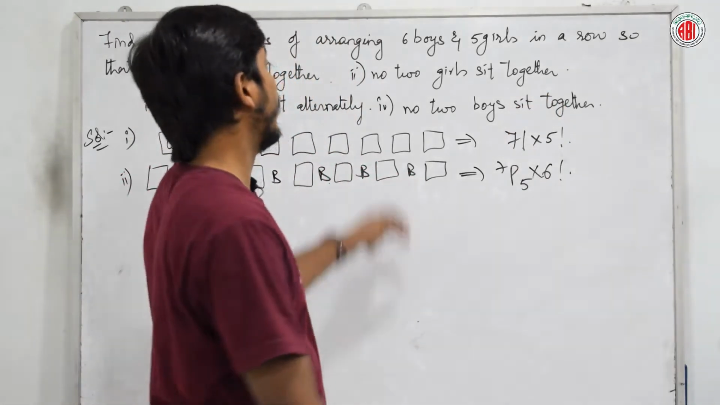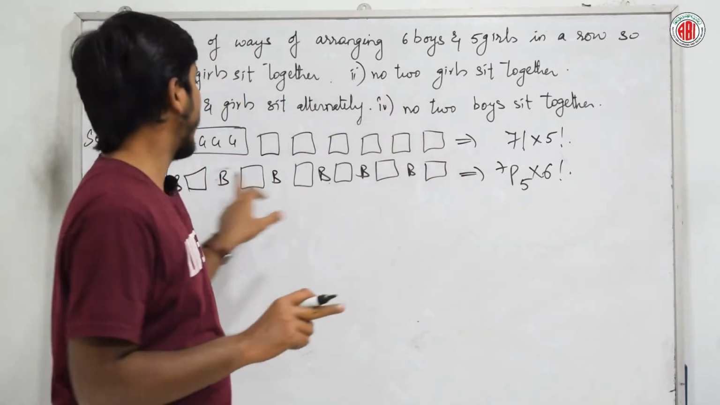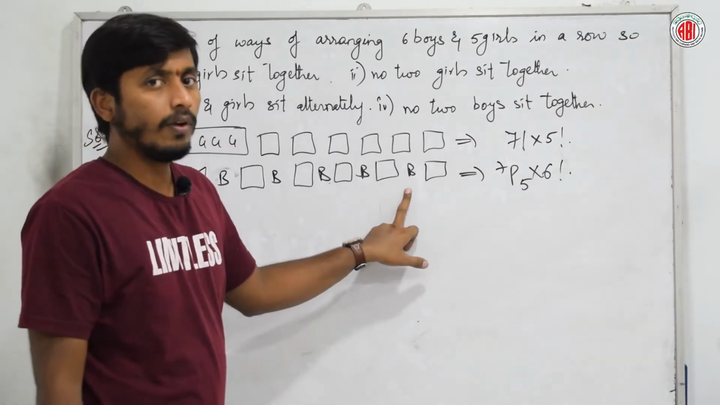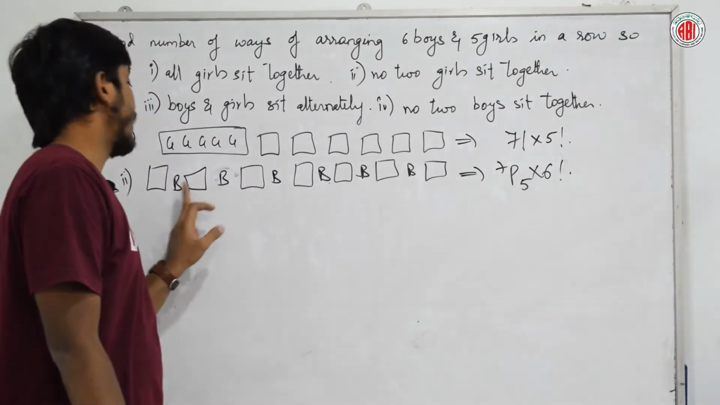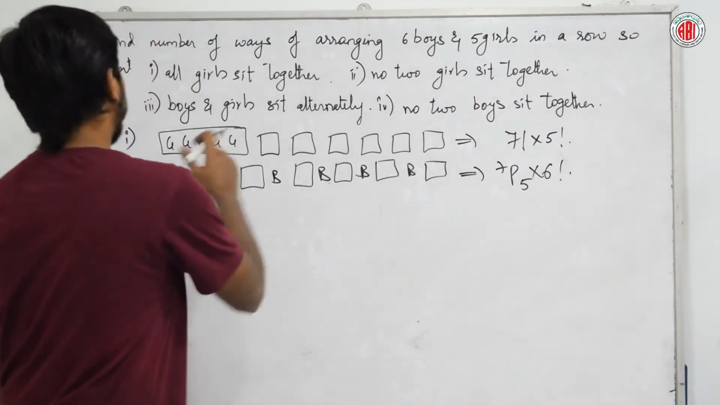Once again, he is telling that no 2 girls should sit together. So obviously I will arrange all the boys first, then I will arrange the girls. We will give 1 space in between the boys. Fine. Look at the next question.